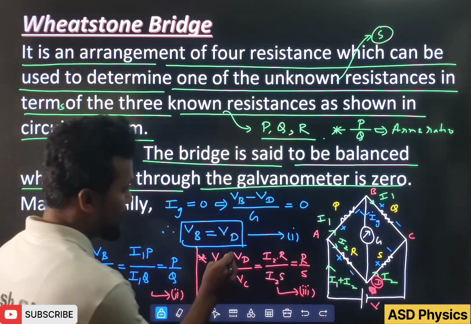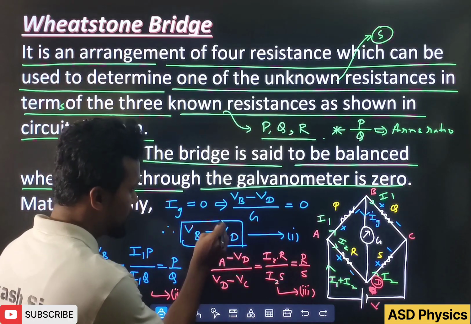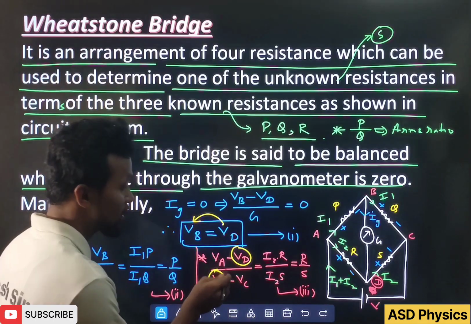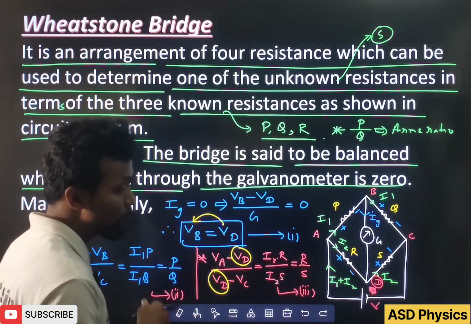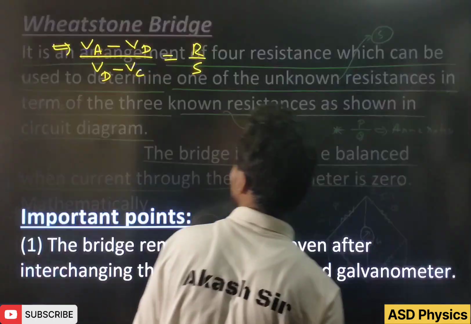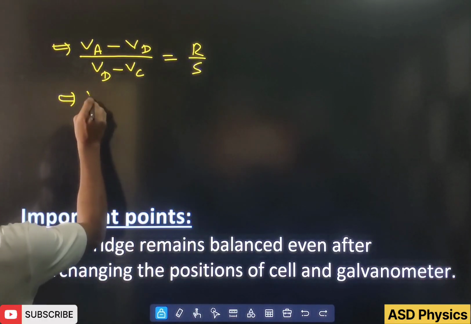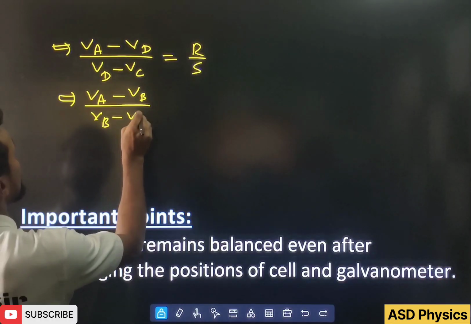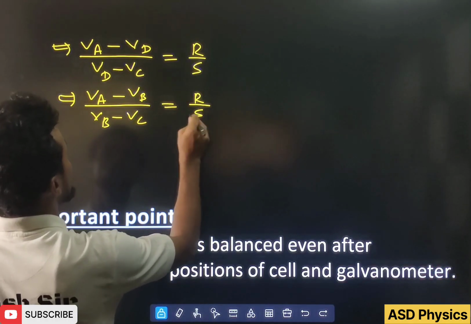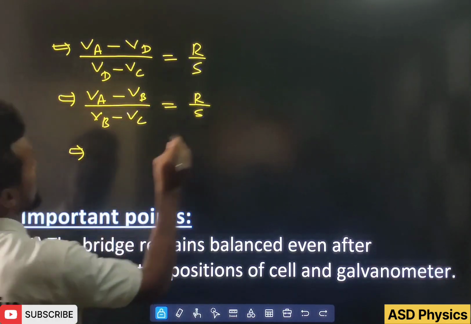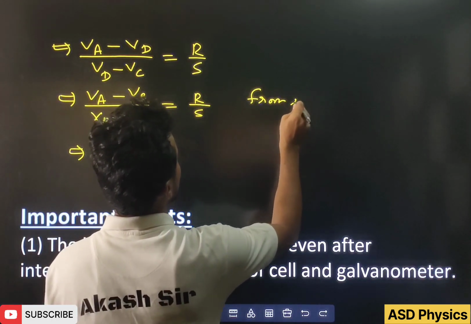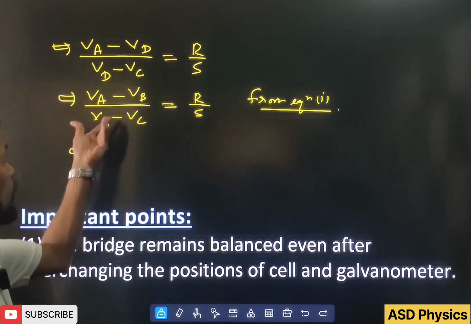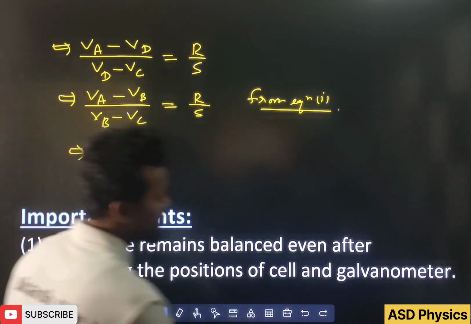Now what I will do here, wherever this VD is there, this VD will be replaced by VB from equation 1. Wherever VD is there, I will write VB, because potential of points B and D is equal. So kindly see here, VA minus VB by VB minus VC is equal to R by S. This one we have written from equation 1.